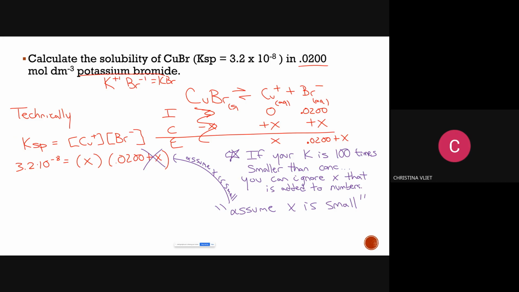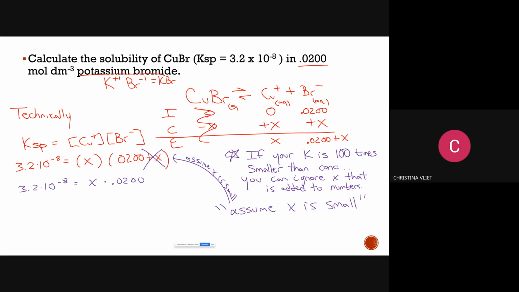When it's x added to a number, you assume it's small, you forget about it, you say we don't need it. But you should try it and see how close your answer is to the answer we get by assuming x is small. 3.2 times 10 to the negative 8 equals, this now becomes x times 0.0200. Do you see what I did? Now it's linear, not quadratic.